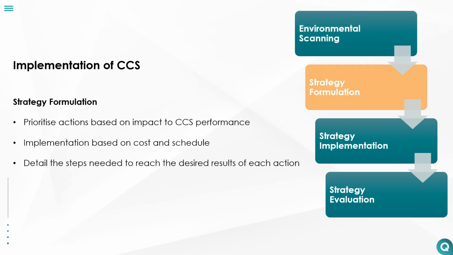The second part of the implementation of the contamination control strategy involves strategy formulation, which focuses on prioritizing actions based on their impact on CCS performance and the costs associated with implementation, setting deadlines accordingly. Detailing the necessary steps to achieve the desired outcome for each action, ensuring clarity and accountability in the implementation process.